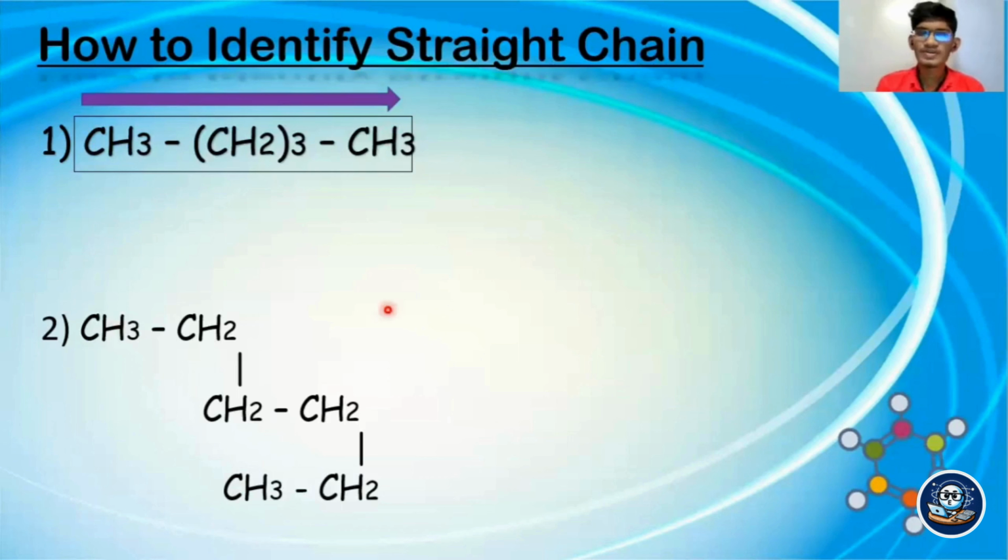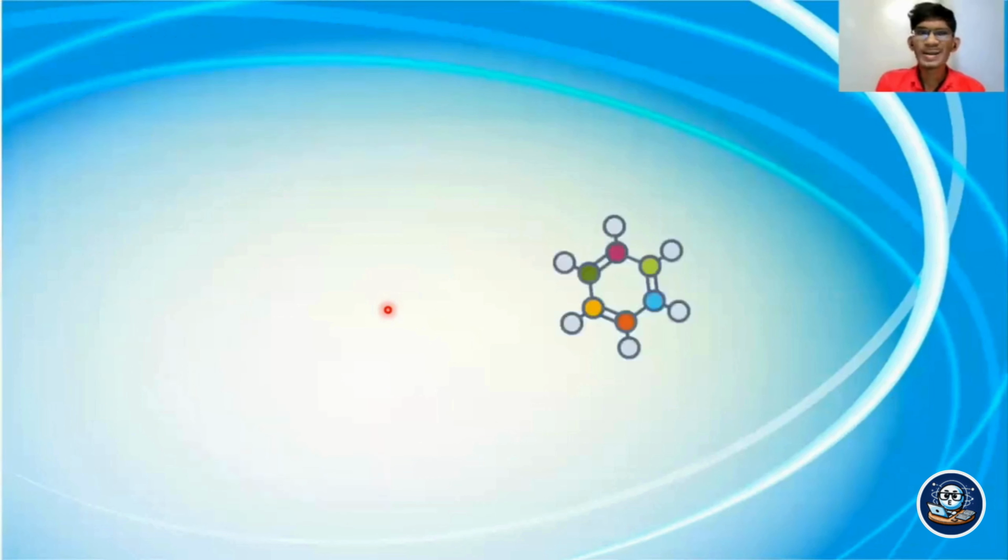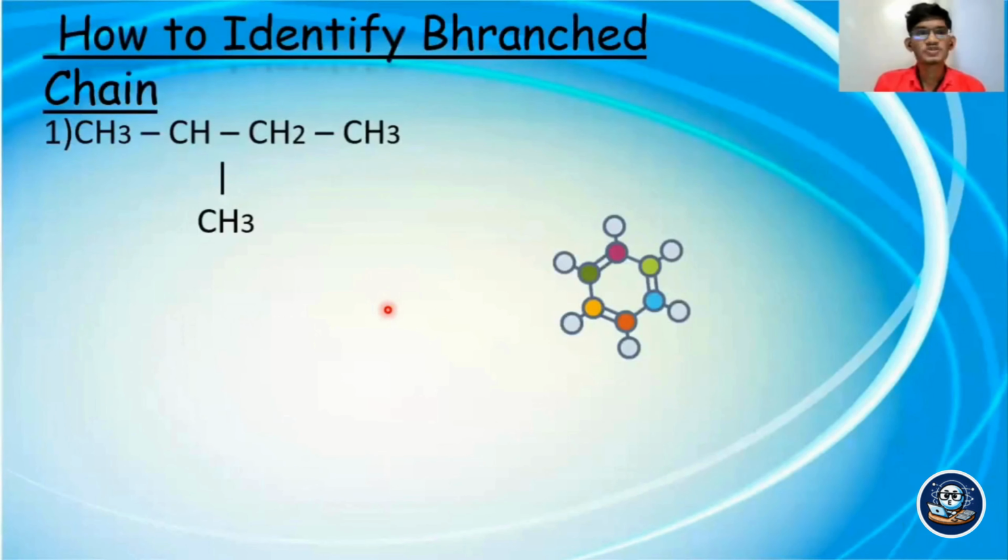I hope it is clear. So there are 2 terminal points, then it is a straight chain. Now, how to identify the branch? This is the question on the screen. In case of a branch chain, the terminal points will be more than 2. It will not be 2, it will not be 1, it will be more than 2.